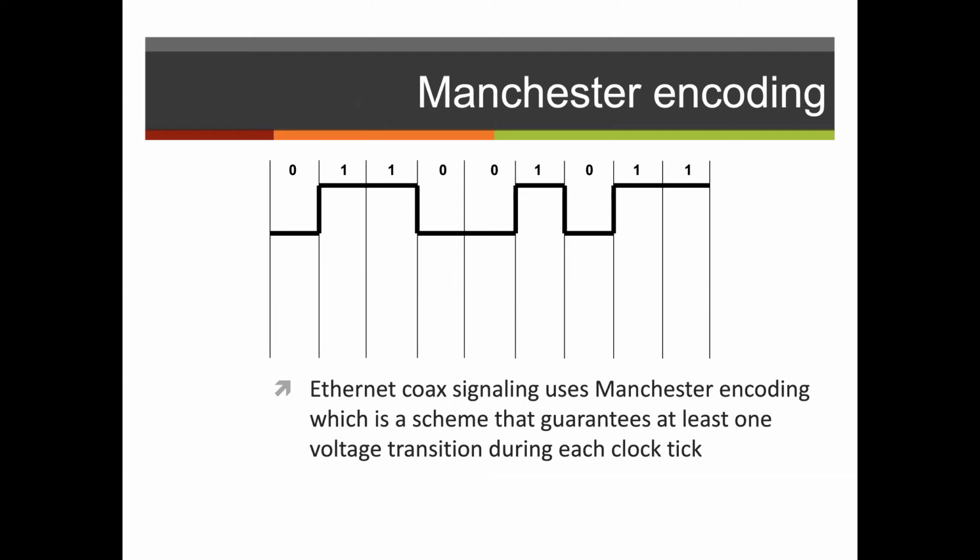The cables make use of Manchester encoding, and this allows for a scheme that guarantees at least one voltage transition will occur during each clock cycle. So it's representing a self-clocking signal, so there isn't a DC component involved.